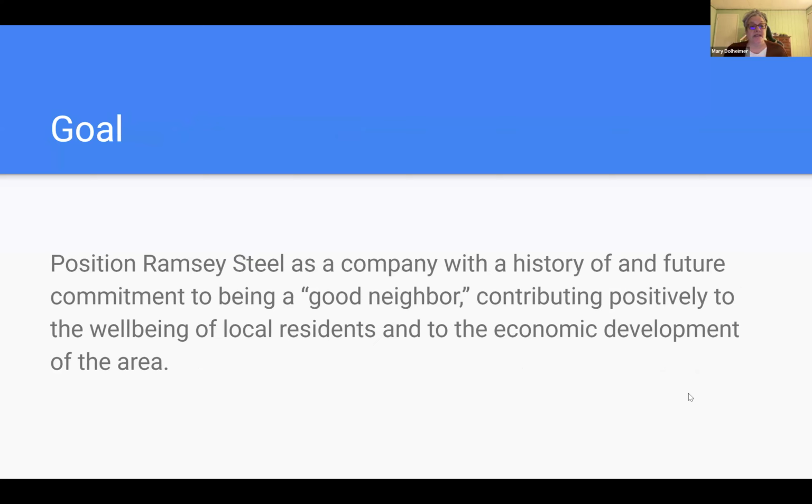The goal set forth is to position Ramsey Steel as a company with a history of and future commitment to being a good neighbor, contributing positively to the well-being of local residents and to the economic development of the area. My goal here was to not go at this from a defensive position with regard to being the number one pollution producer, but rather come at it from a positive vantage point, focusing on the good that the company brings to the area.